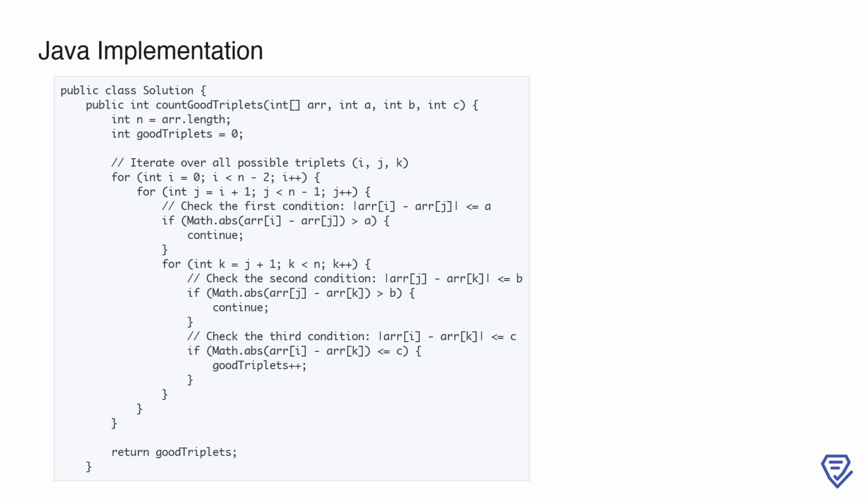Next, we use 3 nested loops to iterate over all possible triplets i, j, k in the array. The outer loop starts with i, iterating until n - 2, because we need at least 3 elements for a triplet. The middle loop, with j, begins at i + 1 and runs until n - 1, ensuring that j is always after i. Inside the second loop, we first check the condition |arr[i] - arr[j]| <= a. If this condition is not met, we skip the current iteration using the continue statement, as the triplet cannot be valid. If it passes, we proceed to the innermost loop, where k starts at j + 1 and iterates until the end of the array.